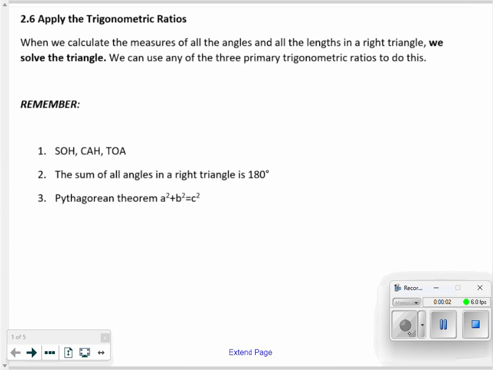Skill, we're just applying those skills. So now you're not going to be told which one to use, and you just have to figure out which one you're going to use. Things to also remember is that the angles in all triangles will add to 180. Okay, so once I have the 2, I can easily find the third. And then don't forget about the Pythagorean theorem. When do you use the Pythagorean theorem? When you have 2 sides.